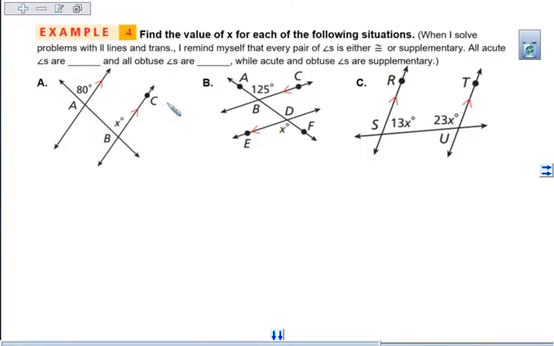Things you might want to remember: all of your acute angles are congruent. All obtuse angles are congruent. And when you have one obtuse angle and one acute angle, those angles are supplementary when you have parallel lines being intersected by your transversal. That is only for when you have parallel lines.